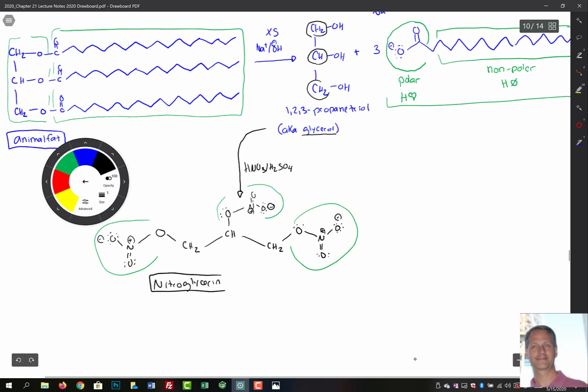nitroglycerin. Right now, that is an explosive. Nitroglycerin is very unstable, so little small jolts are going to set this thing off. So we call it shock sensitive.